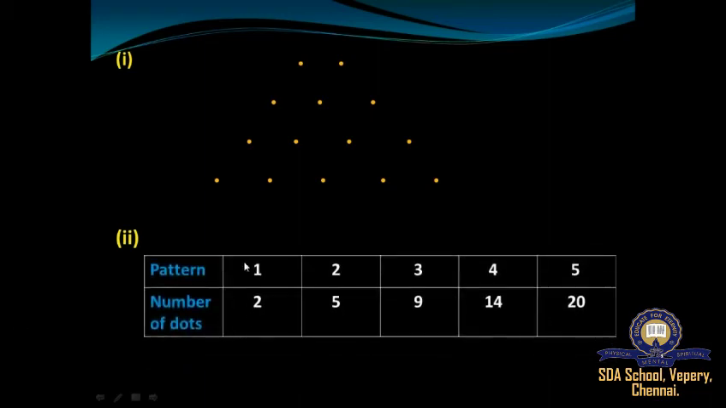Okay, so the first one will be, the next pattern is this one. Okay, so in the first pattern there are 2 dots. In the second pattern it is 5 dots, and in the third pattern it is 9 dots. So in the fourth pattern it will be 14 dots. Okay, now we'll move to the second subdivision. Prepare a table for the number of dots used for each pattern. So the first pattern has 2 dots, second pattern has 5 dots, third pattern has 9 dots, fourth has 14, and fifth has 20 dots.